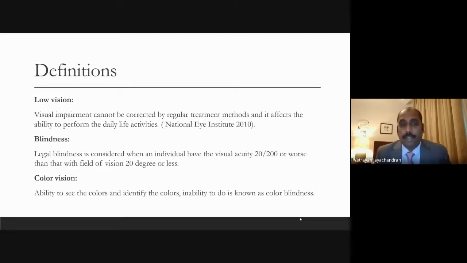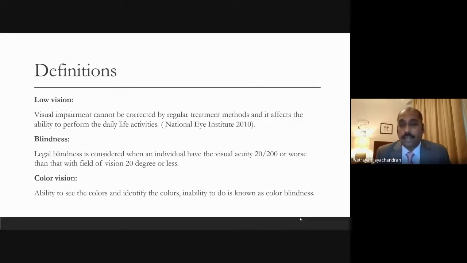What do we mean by low vision? Low vision is a visual impairment which cannot be corrected by regular treatment methods. Maybe you can give glasses or correct the refractive errors, but the patient still has some difficulty participating in daily life activities.